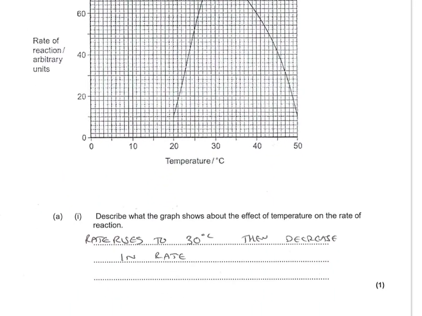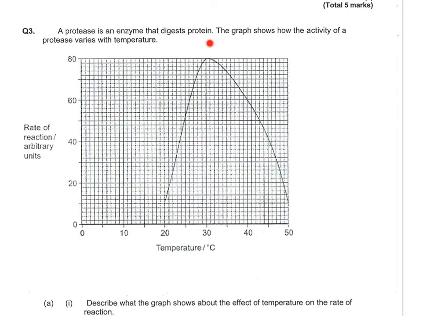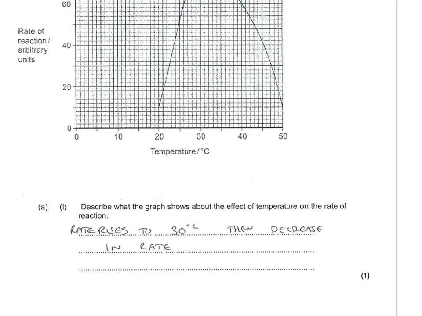Looking at question 3 and the graph, hopefully you can see that the line rises as temperature increases and then falls. The rate rises and then falls. You could also have said that the optimum temperature is 30 degrees. Big mistake was ignoring this part here, that the line didn't decrease, and then doing an explanation, so saying the enzymes denature.